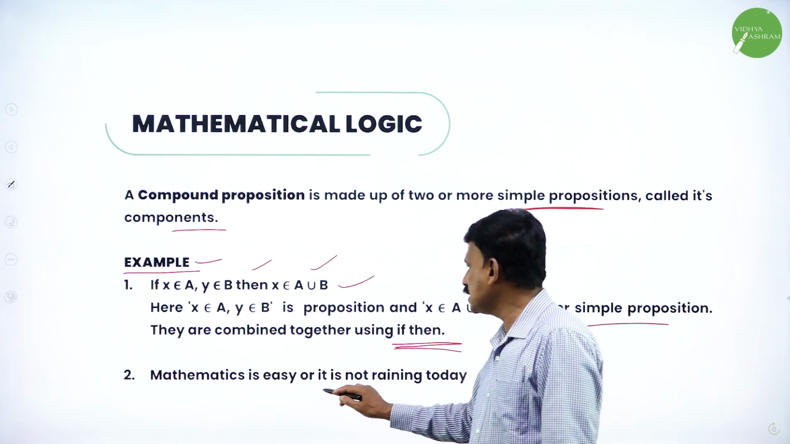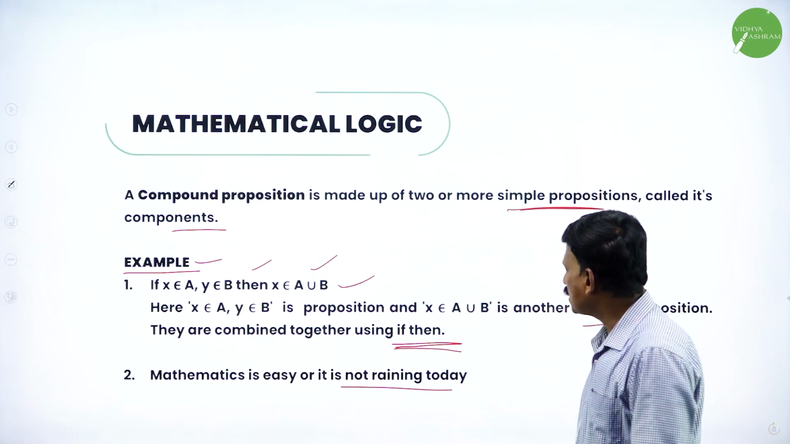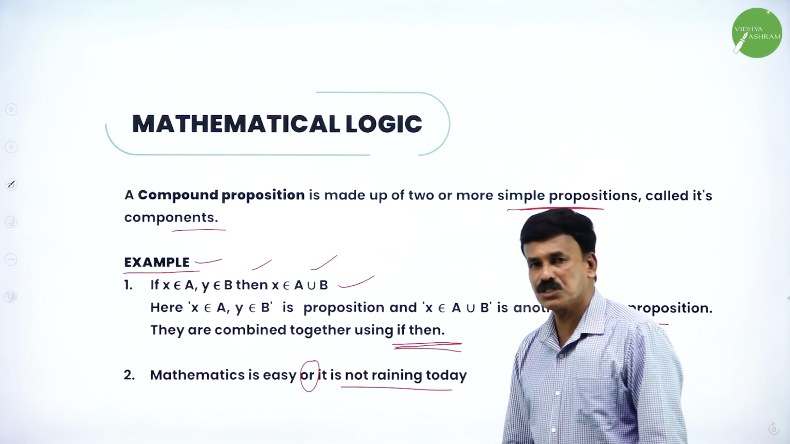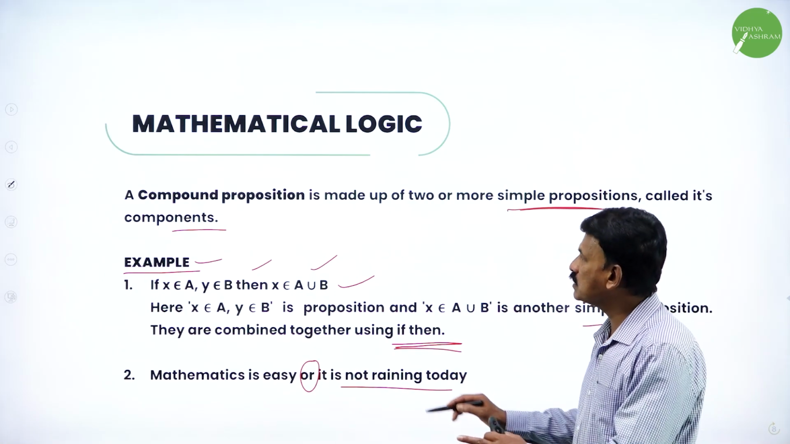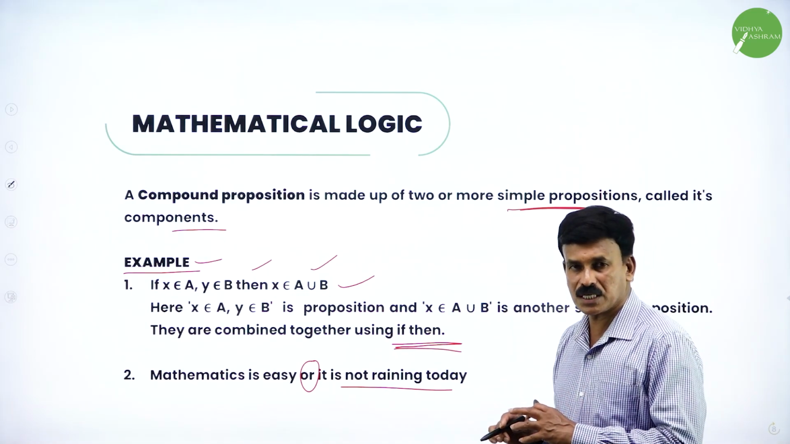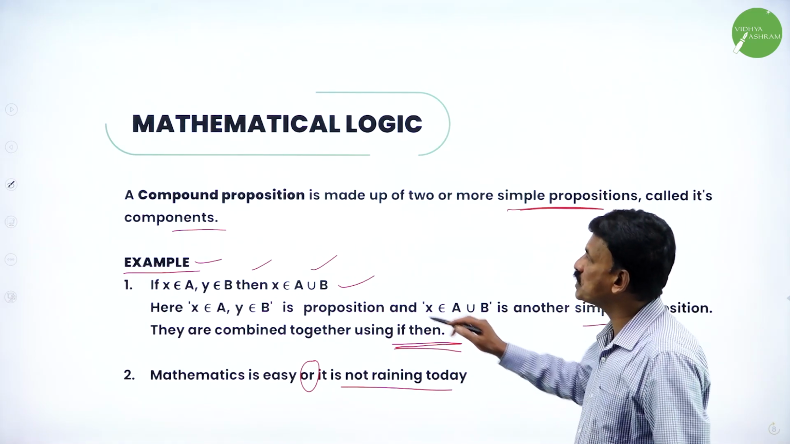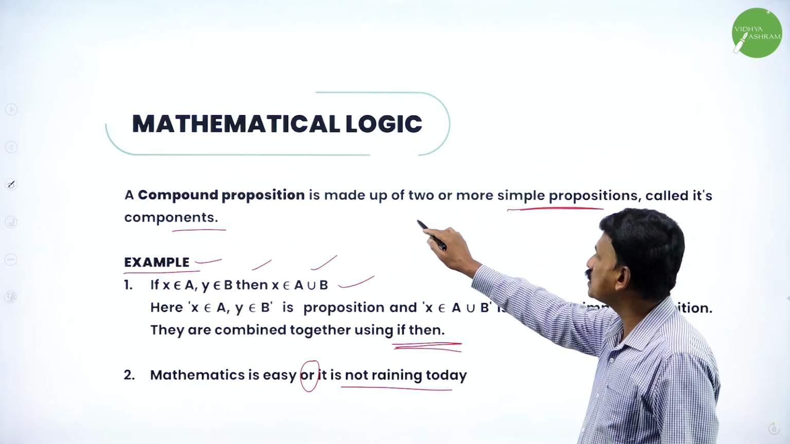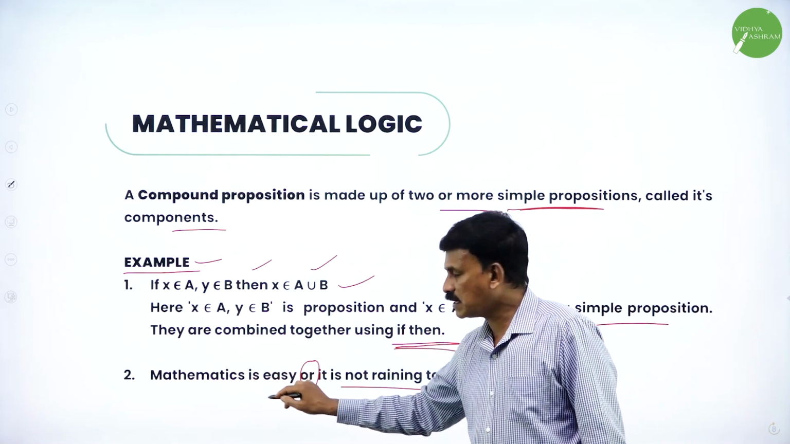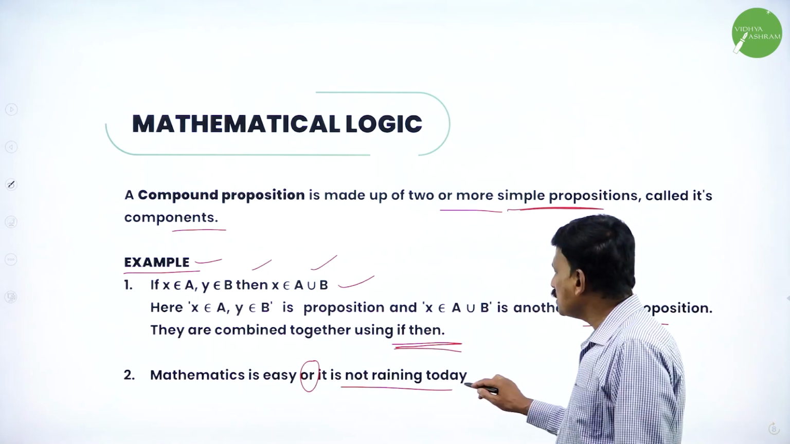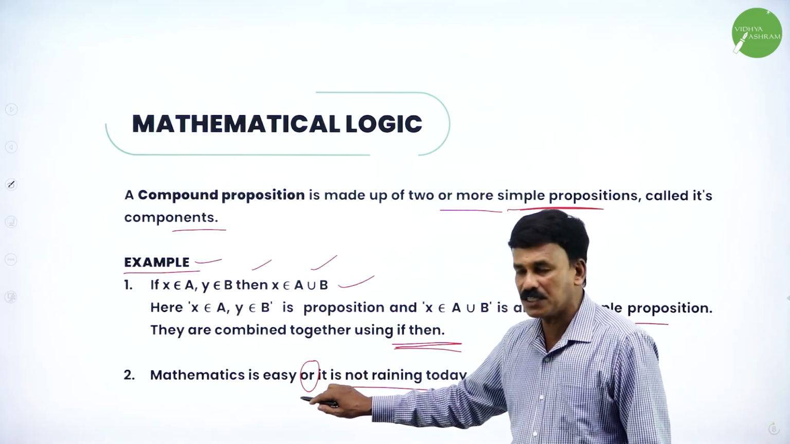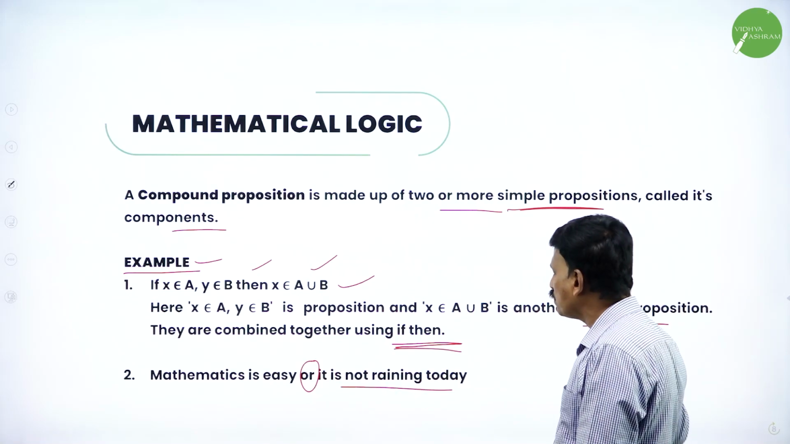So, "mathematics is easy or it is not raining today." Here these two statements are connected using a connective, that is "or". Thus simple sentences can be connected using connectives to get a compound proposition. So a compound proposition is made up of two or more simple propositions. "Mathematics is easy" is a simple proposition. "It is not raining today" is also a simple proposition. These two are connected using a connective to get a compound proposition.